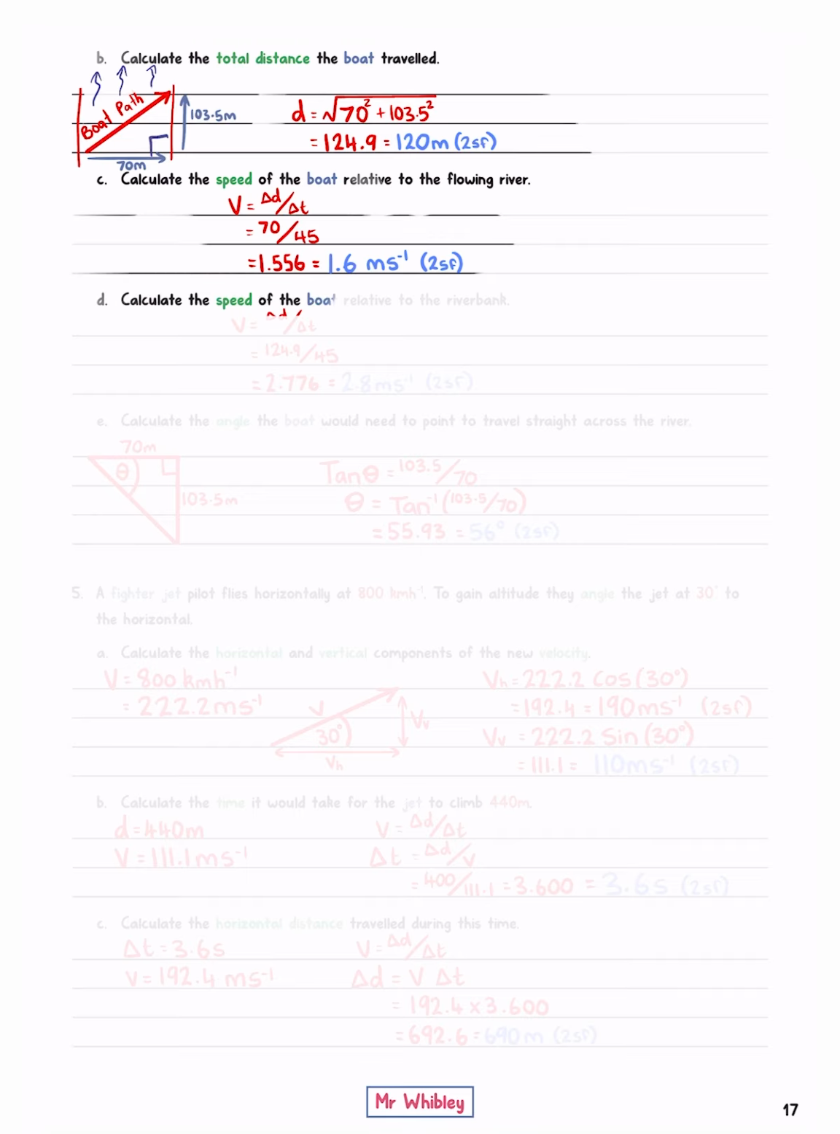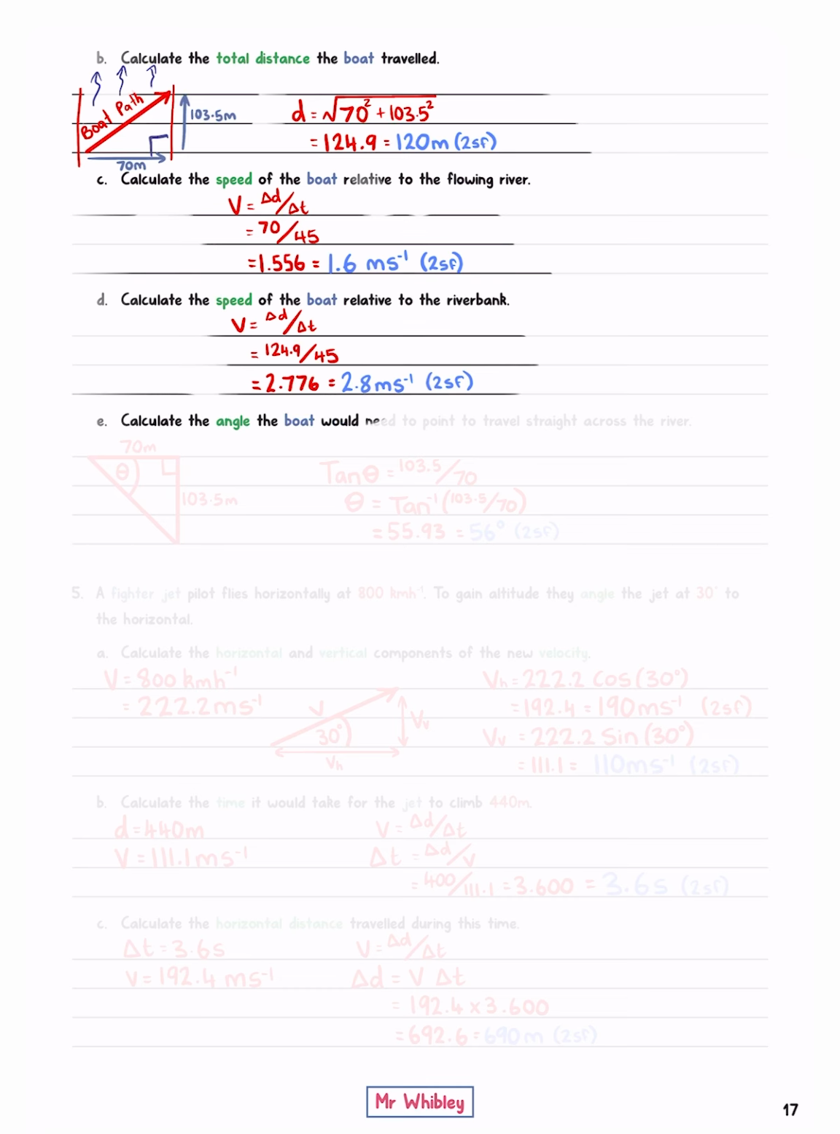Calculate the speed of the boat relative to the riverbank. Using our velocity equation once again, the boat travels 124.9 meters relative to the riverbank in 45 seconds, which gives me 2.776, or 2.8 meters per second to two significant figures.